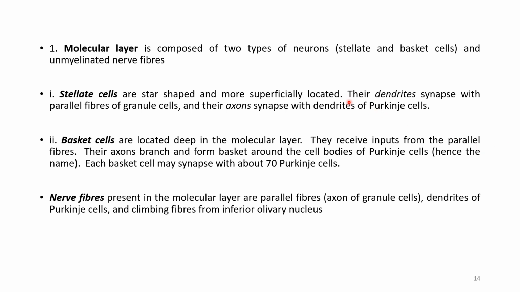The molecular layer is composed of 2 types of neurons or cells, stellate and basket cells, and it has unmyelinated nerve fibers. The stellate cells are star-shaped and they are more superficially located. Their dendrites synapse with the parallel fibers of granule cells and their axons synapse with the dendrites of Purkinje cells.